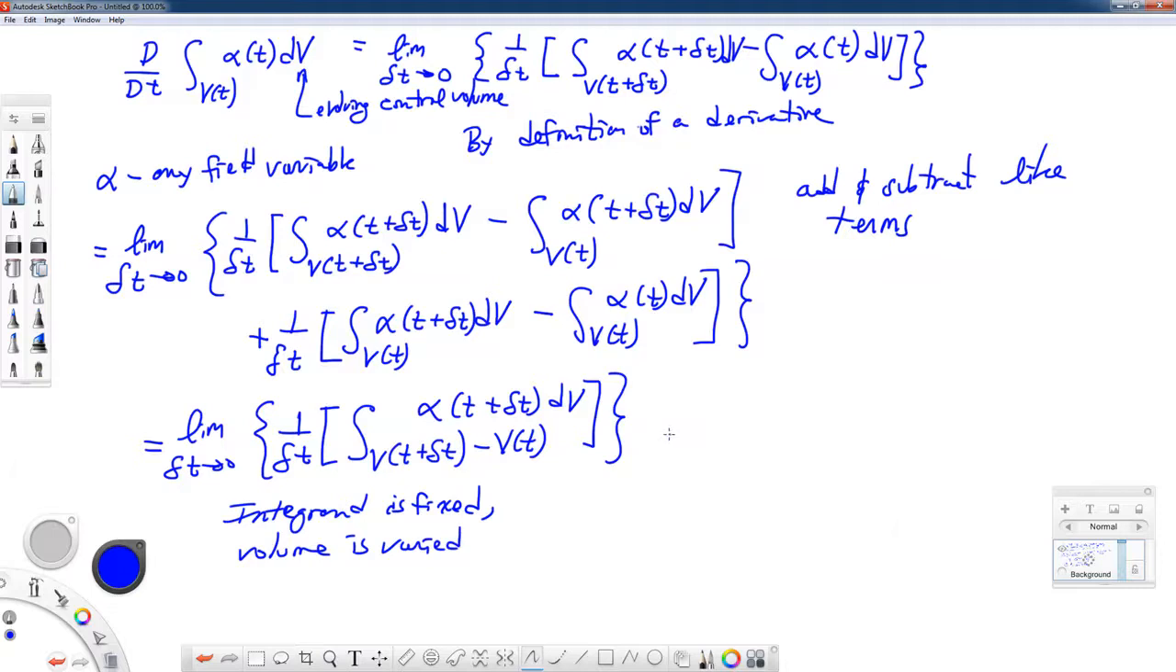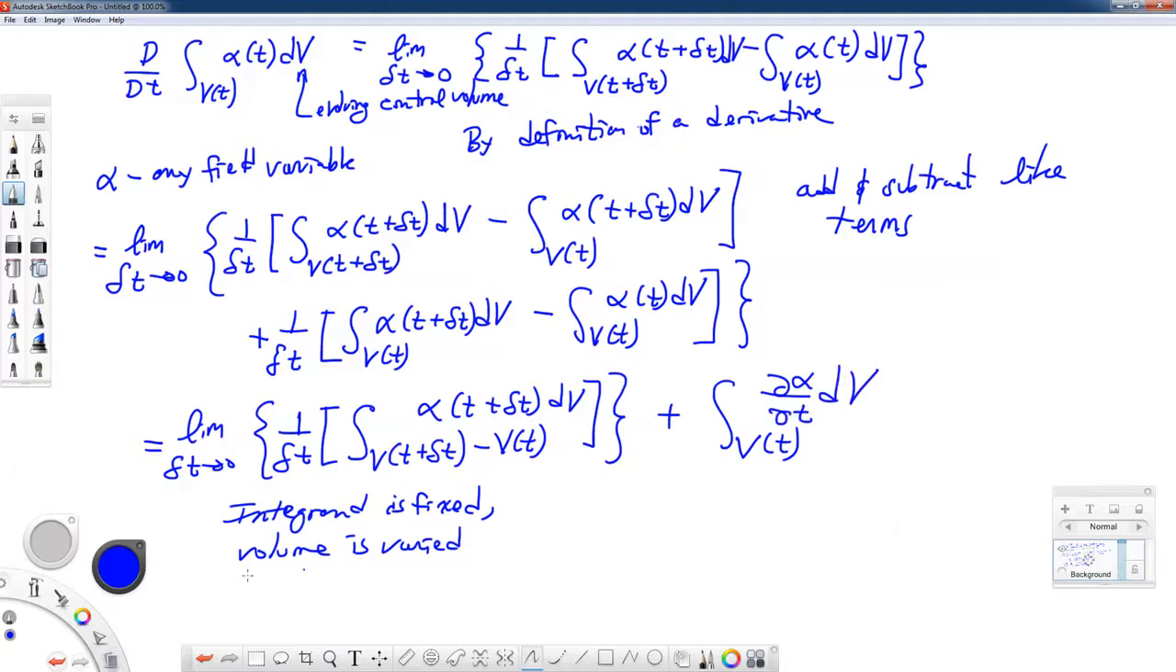Now the last term, we have 1 over delta t. We're taking the limit of that as delta t goes to 0. We have a fixed control volume, and we have an integral of alpha at t plus delta t minus alpha at t. Well, that is nothing more than an integral over that fixed volume, and then we have the partial derivative of that field variable alpha with respect to time.